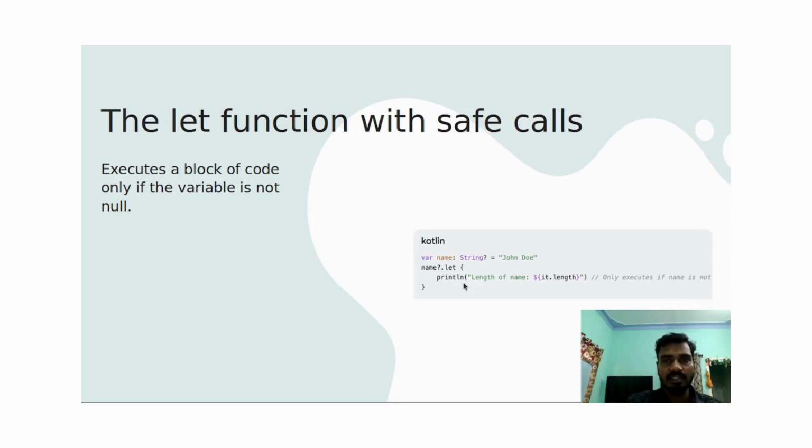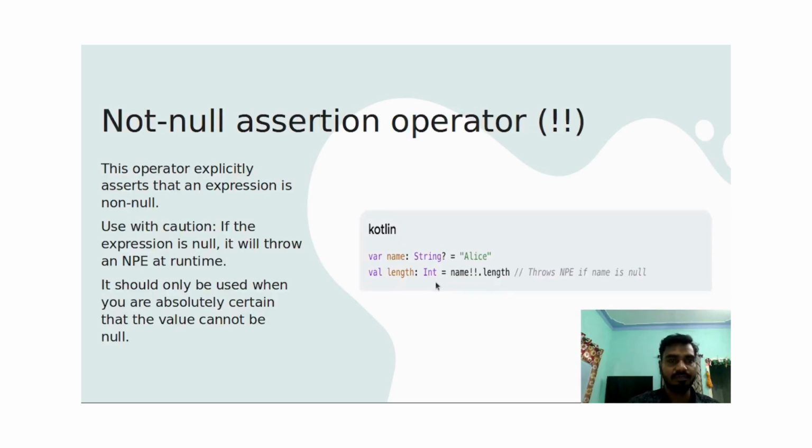The let function with safe calls executes the block of code only if the variable is not null. Let's say in this example, you have declared the name as John. When name is not null, then only it will execute the print method. If it is null, then the block of code will not be executed.